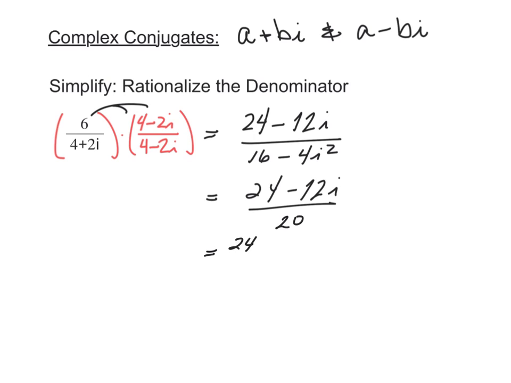Break each piece into its own fraction, 24 over 20 minus 12i over 20, and simplify those. And it looks like 24 twentieths is 6 fifths minus 3 fifths i. We break this into two pieces because it's a complex number. And complex numbers have a real part and an imaginary part.